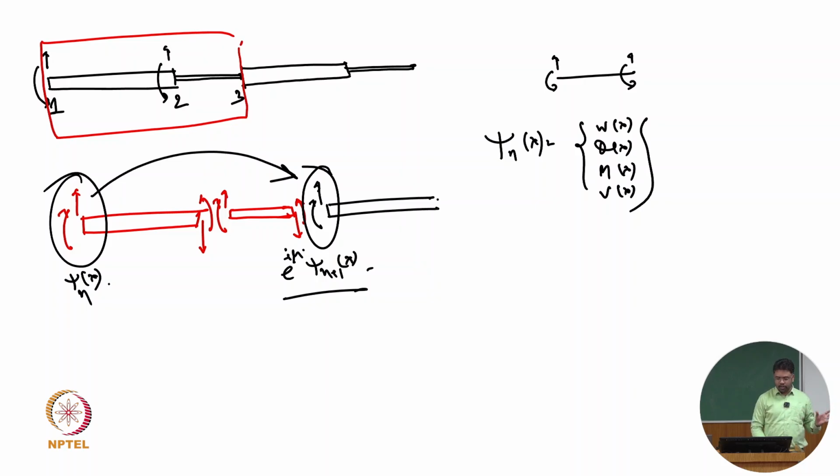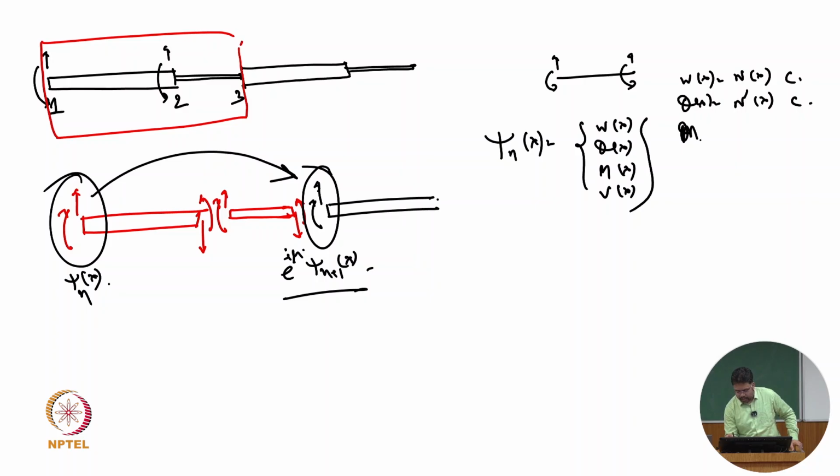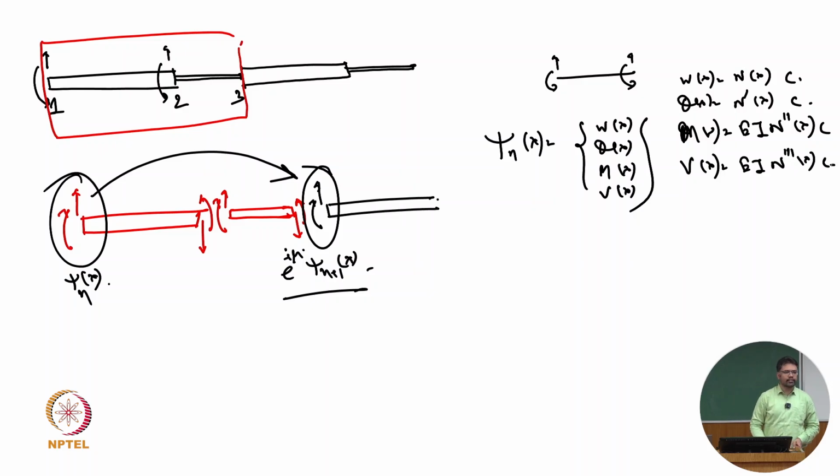Now if we recall, in the last case we have written that w(x) is N(x) into C, theta(x) is also N'(x) into C, M(x) equal to EI into N''(x) into C, and V(x) equal to EI into N'''(x) into C. Agreed?